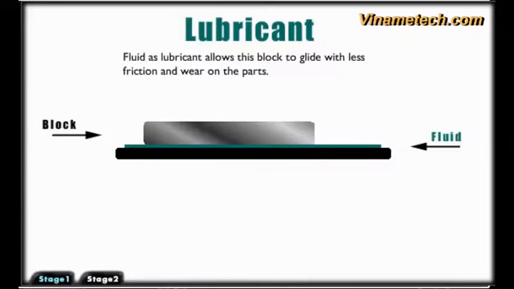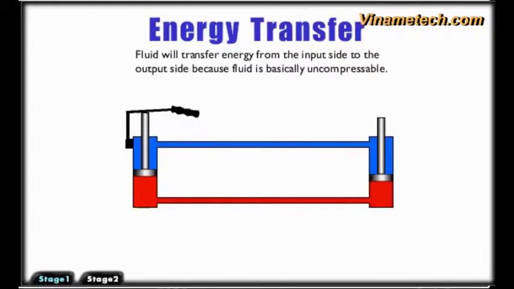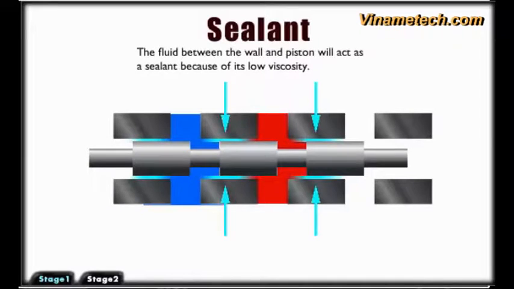Hydraulic fluid as a lubricant allows this block to glide with less friction and wear on the parts. In our example of heat transfer medium, the heated fluid enters and radiates its energy out and leaves the system cooler. In our example of energy transfer, hydraulic fluid will transfer energy from the input side to the output side because fluid is basically non-compressible. In our example of sealant, the hydraulic fluid between the wall and the piston will act as a sealant because of its viscosity.